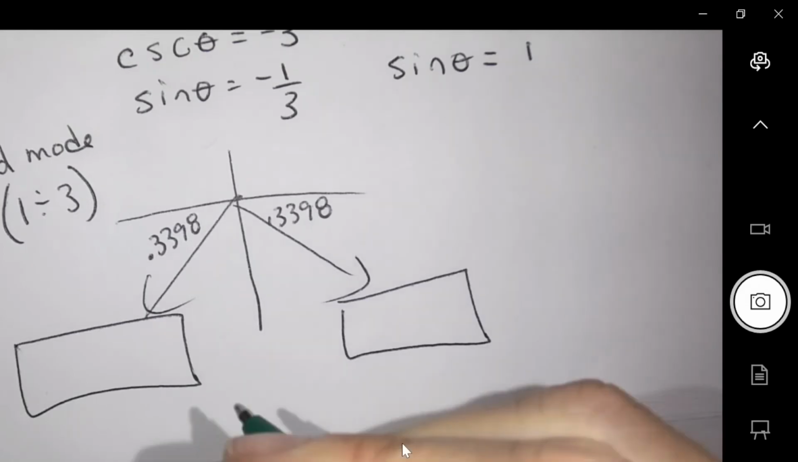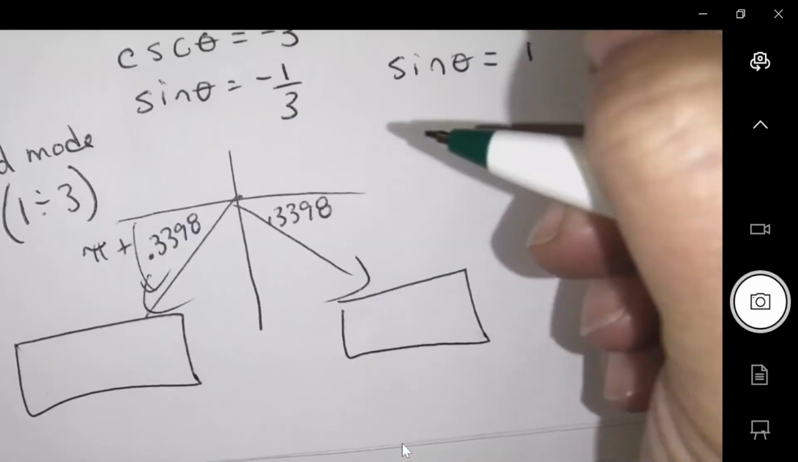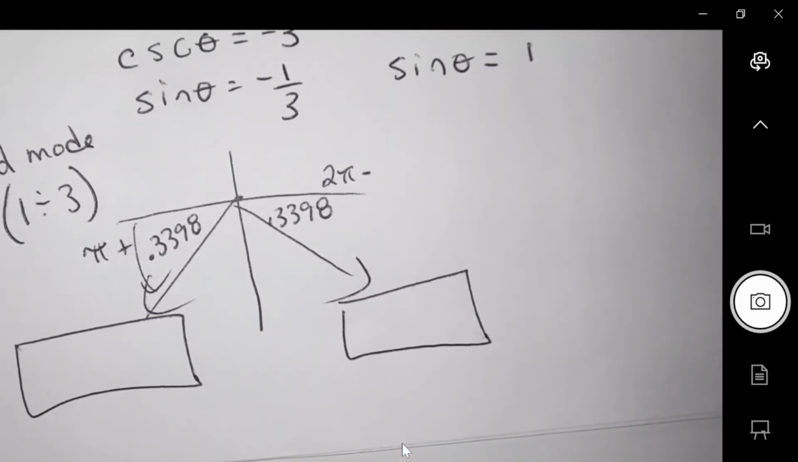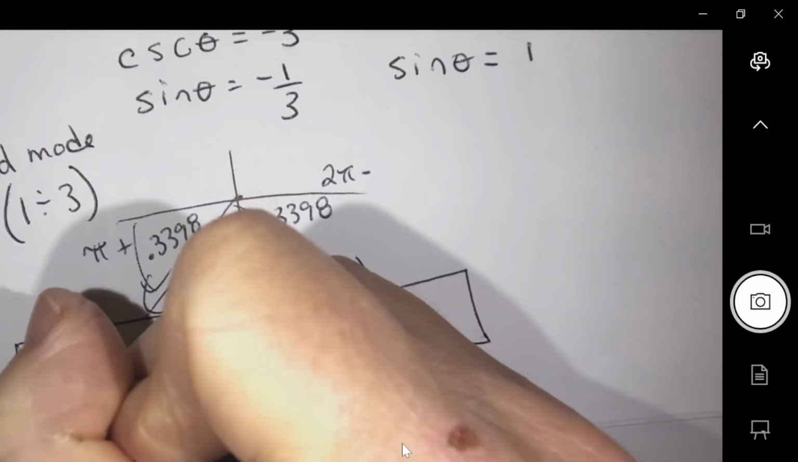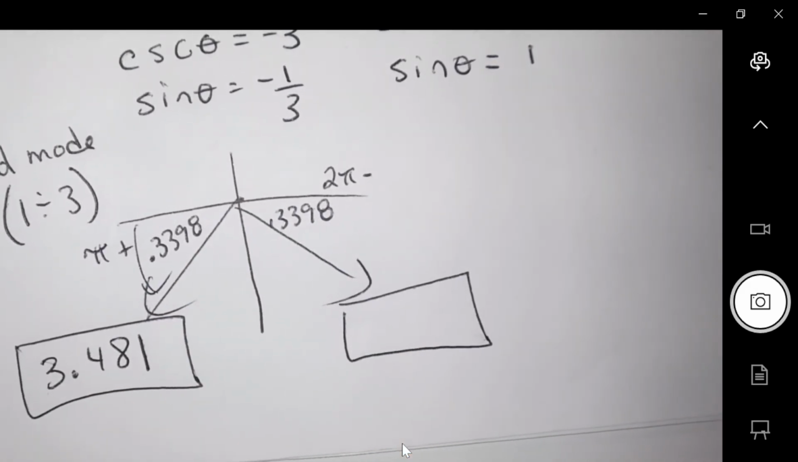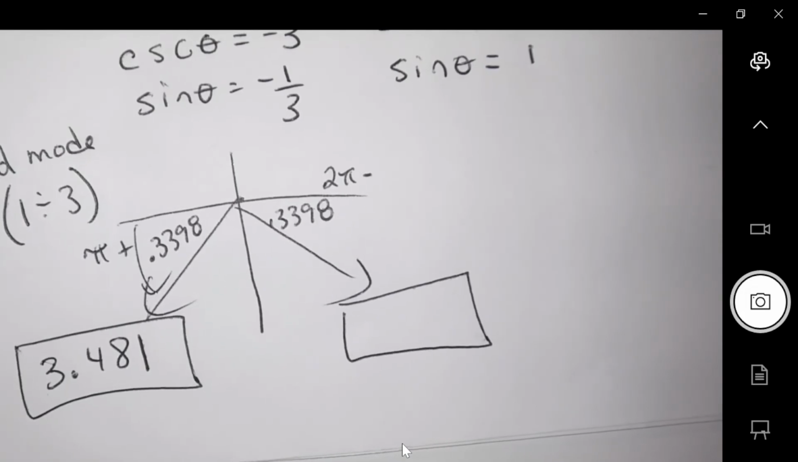Then my last step is to finalize it. So I'm going to do pi plus that number. And I'm leaving everything in my calculator as I'm going along because I have to stay with 3 decimal places the whole time.